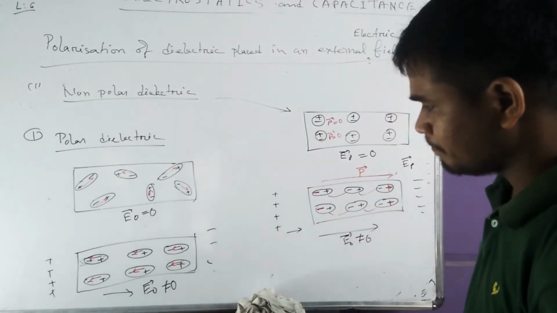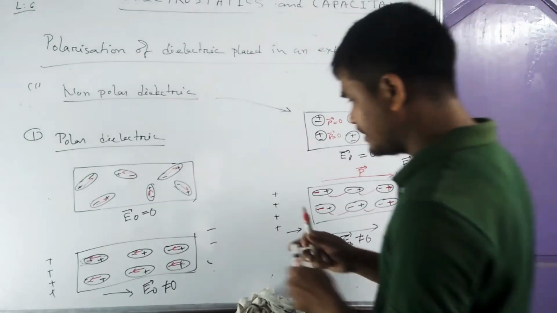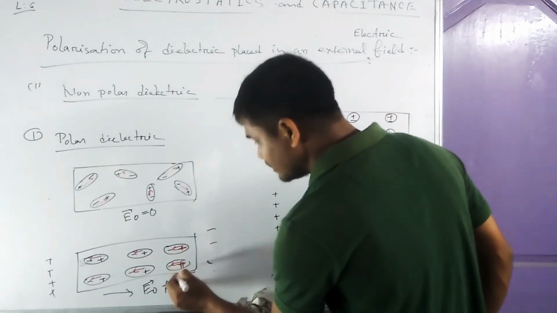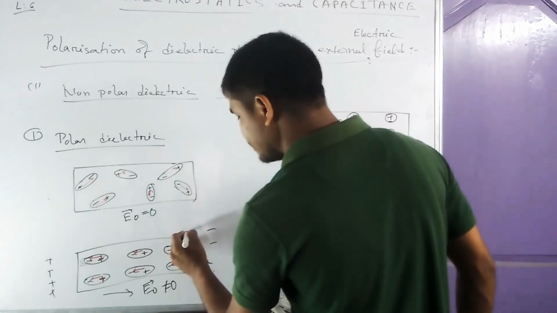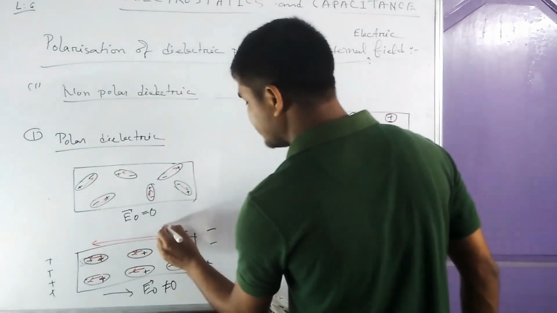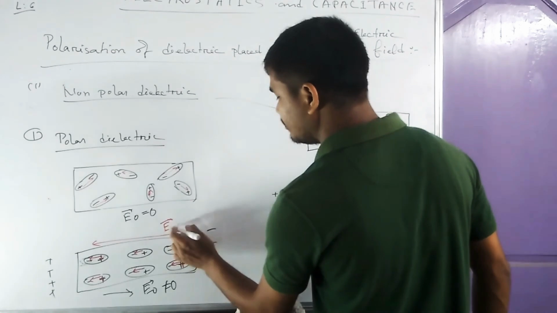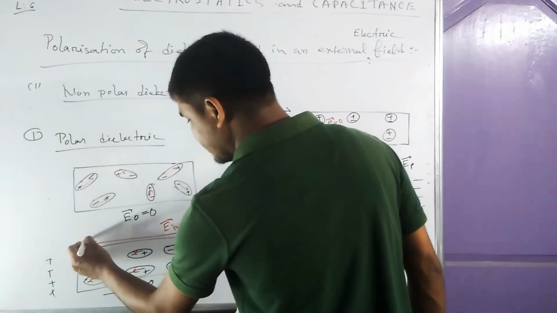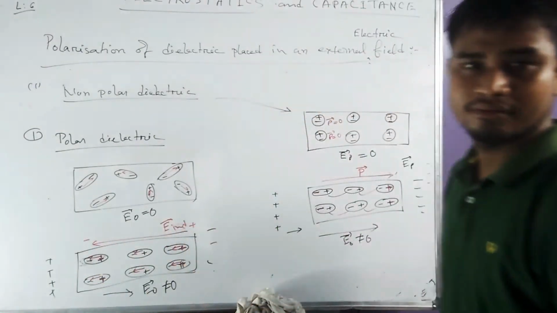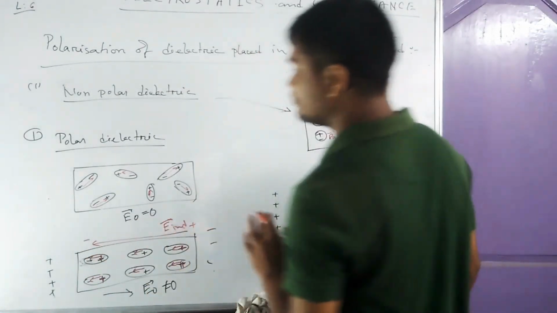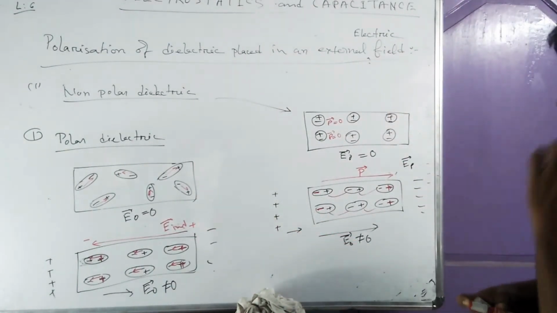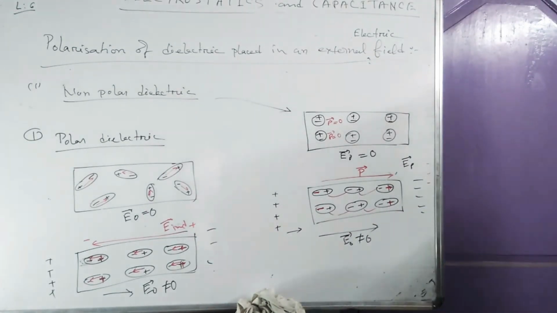Clear? So the effect will be decreased and there are only positive charges in this direction, positive and positive. Therefore, positive to negative, there is an electric field called the induced electric field, and there will be a dipole moment from negative to positive. Total dipole moment is from negative to positive. These are the polar and non-polar dielectrics in an external electric field.